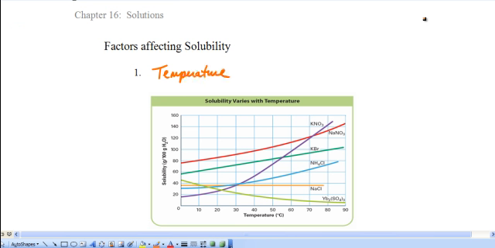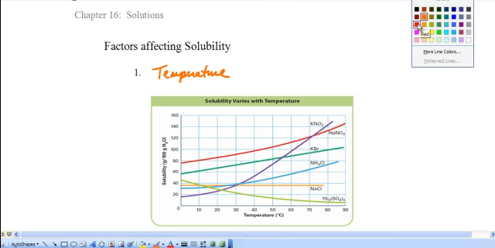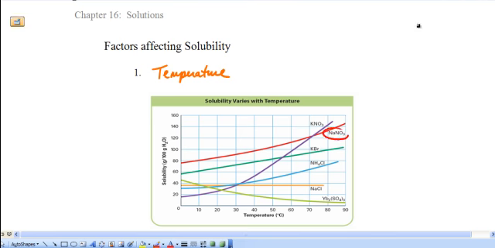Now, temperature has varying effects depending on the solute that you're adding to the solution. Taking a look at this diagram below, you'll notice that many compounds will actually increase their solubility with greater temperature. For example, sodium nitrate has a solubility of a little less than 80 grams per 100 grams of water at 0 degrees Celsius. However, as you heat that as it approaches 90 degrees Celsius, it's over 140.